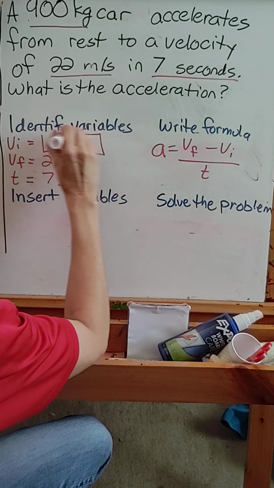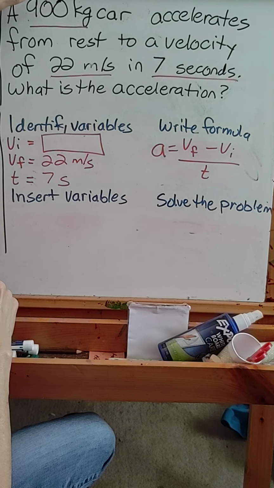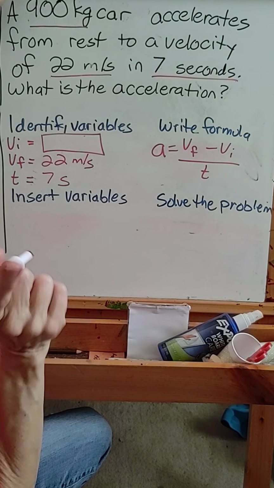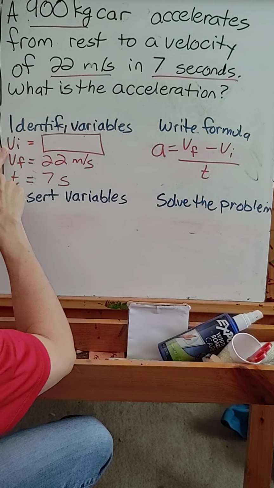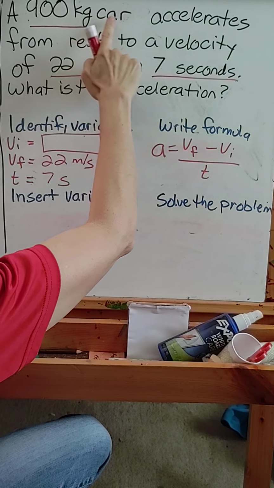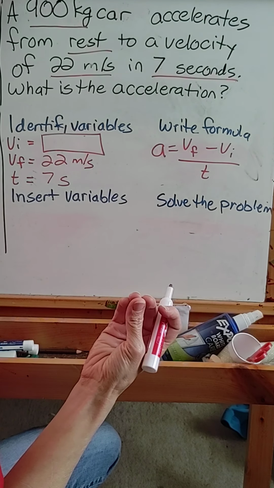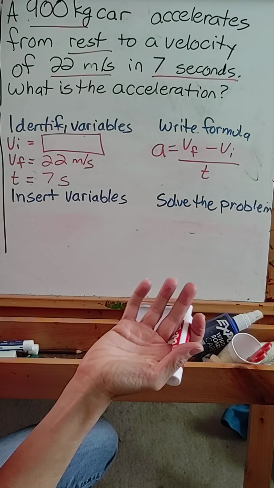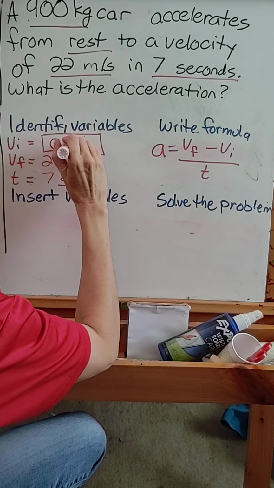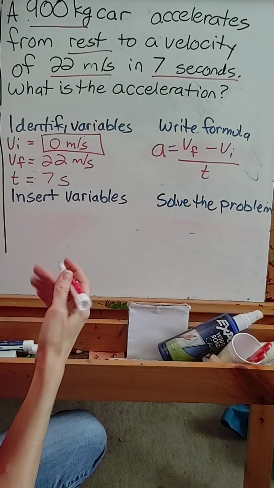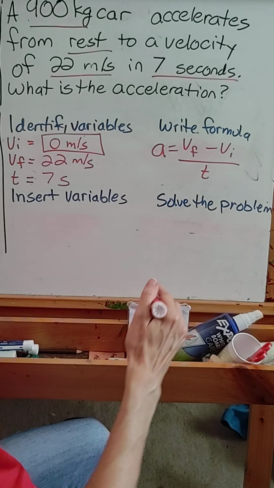Well, it sure looks like we're missing the initial velocity. And it can be really tempting to come up here and just grab that 900 and shove it in there. But let's reread the problem. How fast was the car going at the beginning of the problem? A 900 kilogram car accelerates from rest. Rest. It was sitting still. Okay, when you're still, your velocity is 0. When you are stopped, your velocity is 0 meters per second. So we did have the initial velocity. It was just kind of hiding and we had to go looking for it.